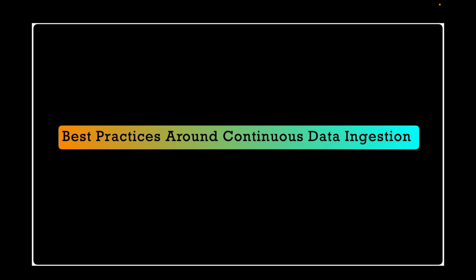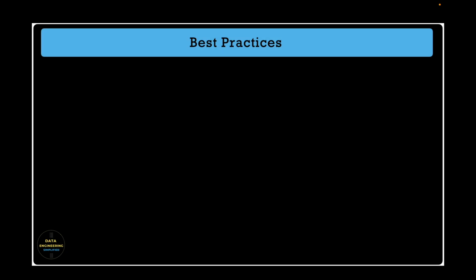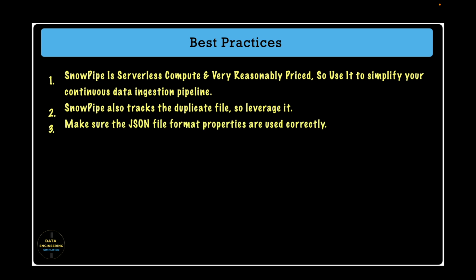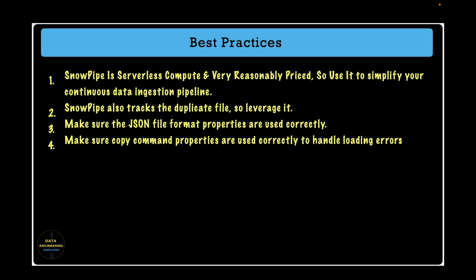Now let's talk about some of the best practices around continuous data ingestion when it comes to JSON data. SnowPipe is serverless compute and very reasonably priced by Snowflake. So use it to simplify your continuous data ingestion pipeline when it comes to JSON data. SnowPipe also tracks duplicate files, so leverage it. Make sure the JSON file format properties are used correctly. We have covered all the JSON properties in our previous chapter in this playlist. Make sure your copy command properties are used correctly to handle the loading errors. If you are not very confident about loading data and the copy command, I have a complete playlist available which covers every aspect of the copy command and the properties associated with it.